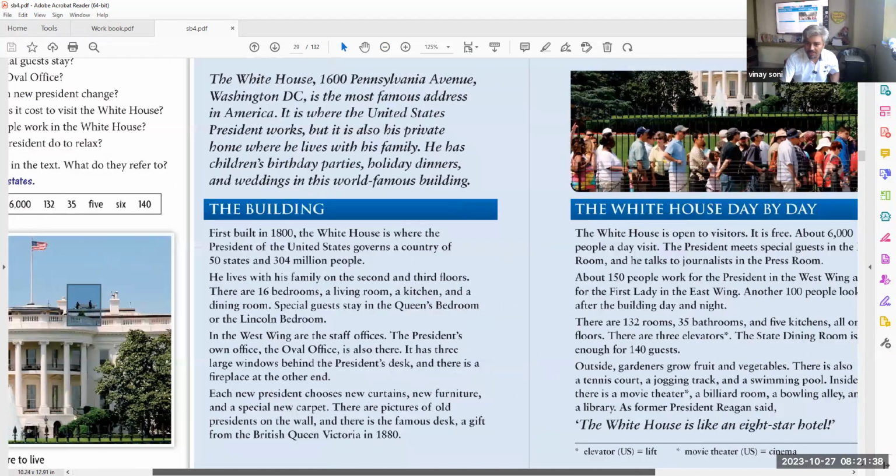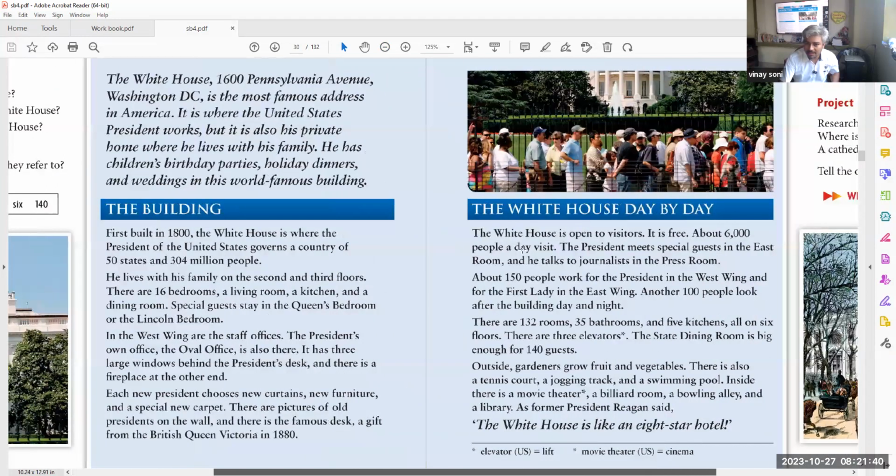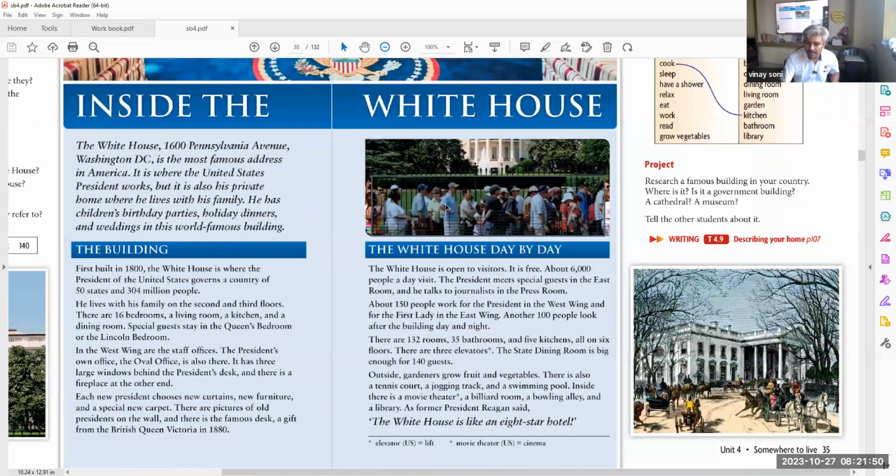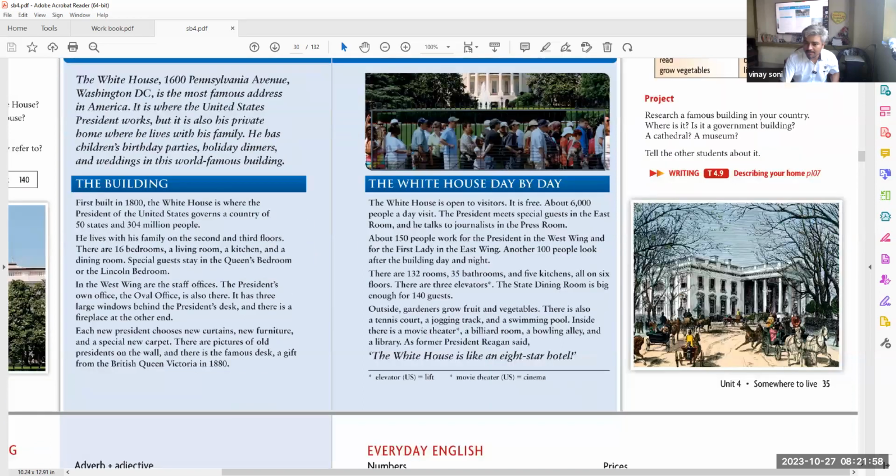Can you see the White House here in the background? And there are lots of people standing here. What are they doing? They are here to visit the White House. No? Maybe? Okay.